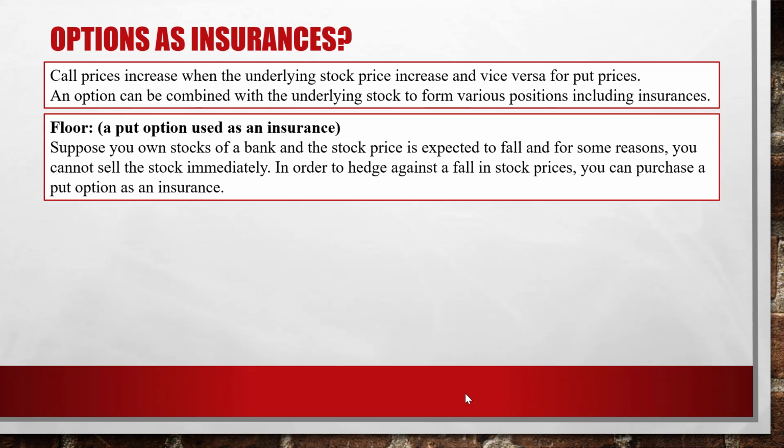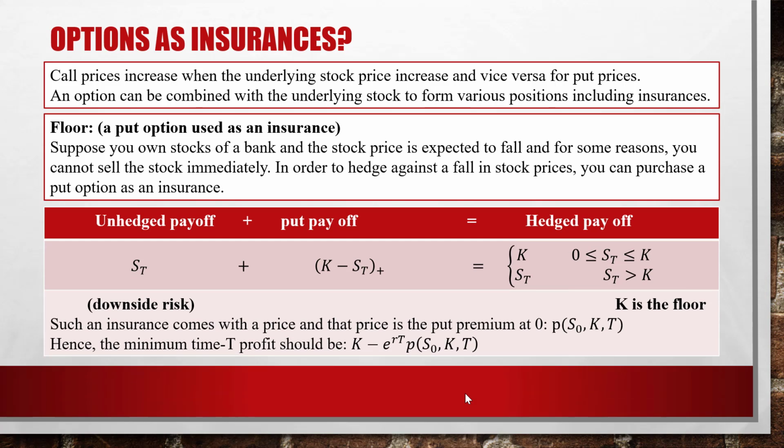Let's talk about the floor. A floor is an example where a put option can be used as insurance. Suppose you own stock of a bank and the stock price is expected to fall, but for some reason you cannot sell the stock immediately. In order to get rid of the fall in stock prices, you can purchase a put option as insurance. Here the unhedged payoff is S_T, the stock price at time T.